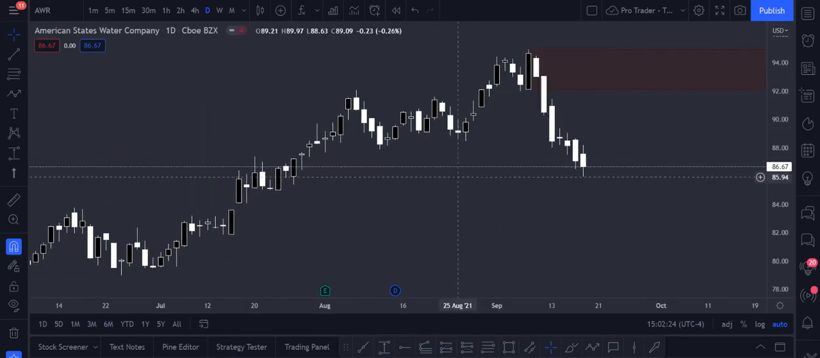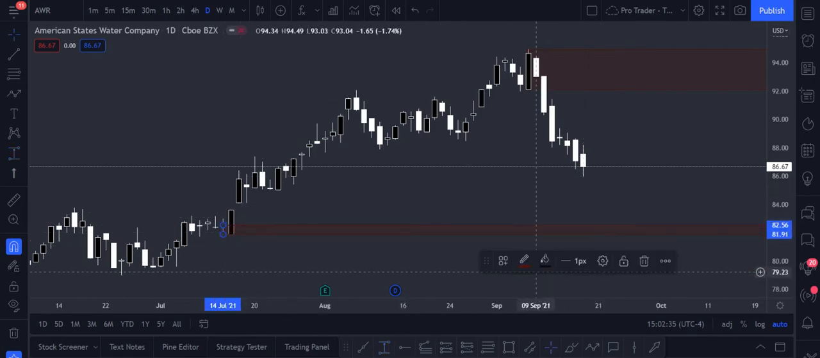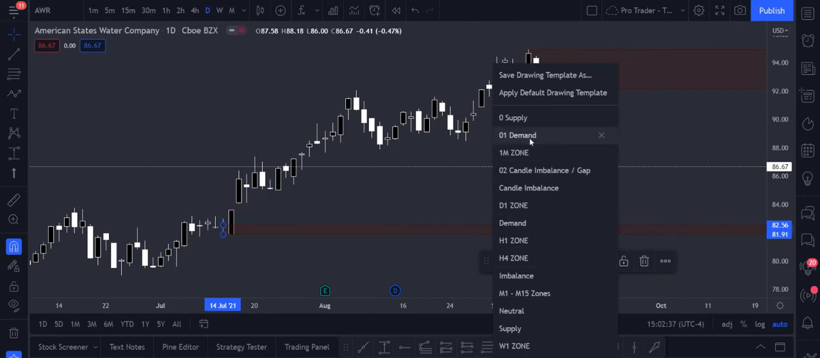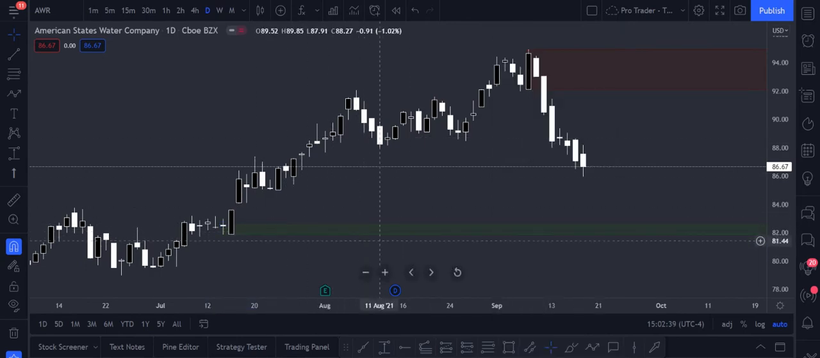All right, let's look for a fresh demand zone. For demand zones, we want to look down and to the left of current price. And we can see that we have a fresh demand zone here. Again, why is it fresh? Because price has yet to return to this zone.